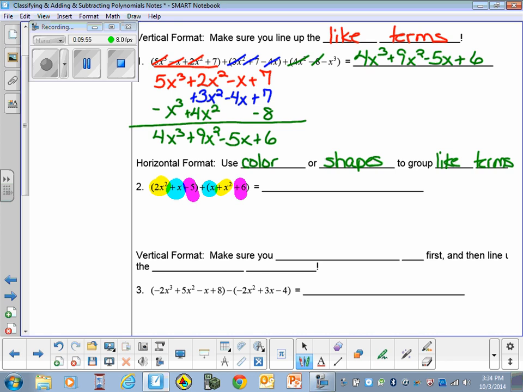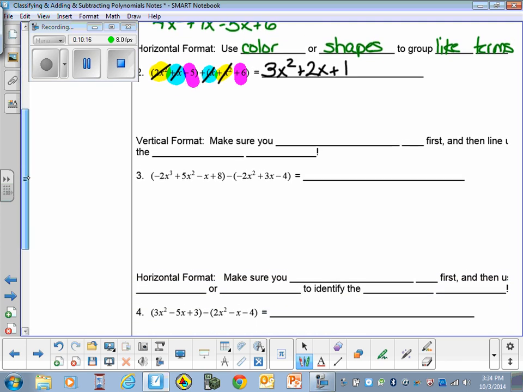So, 2x squared plus x squared is 3x squared. Done, done. X plus x is 2x. Done, done. Negative 5 plus 6 is positive 1. We're done.